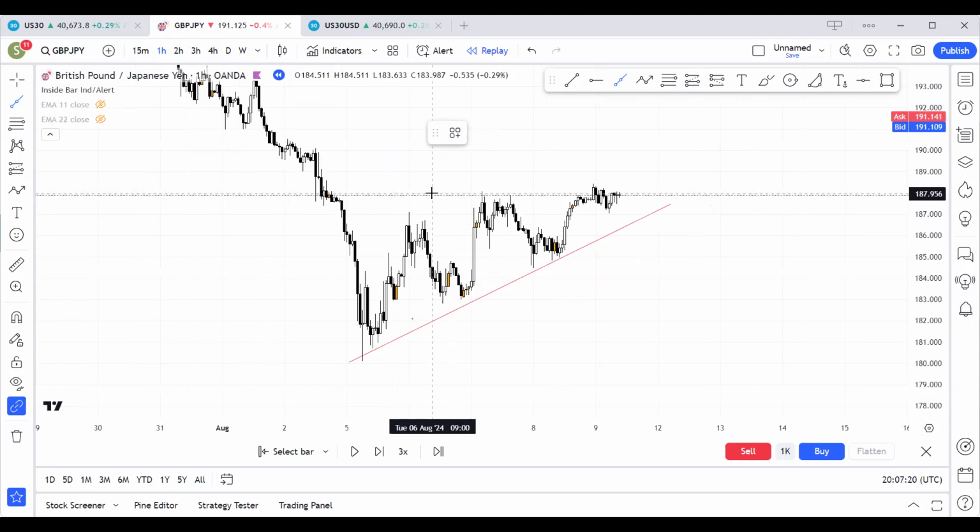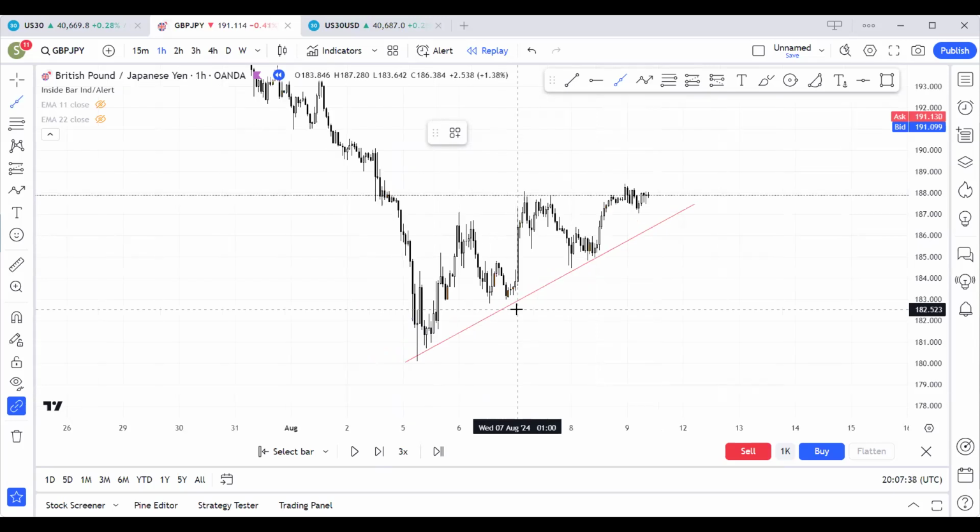But isn't it that the market forms patterns in the 15-minute time frame or the 5-minute time frame? Isn't that important for you, to check the overall trend of the market in the future? The overall trend with the 15-minute?